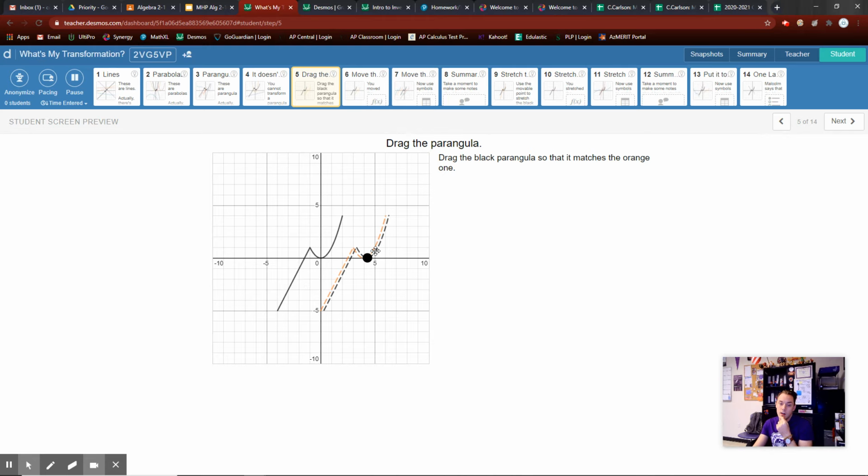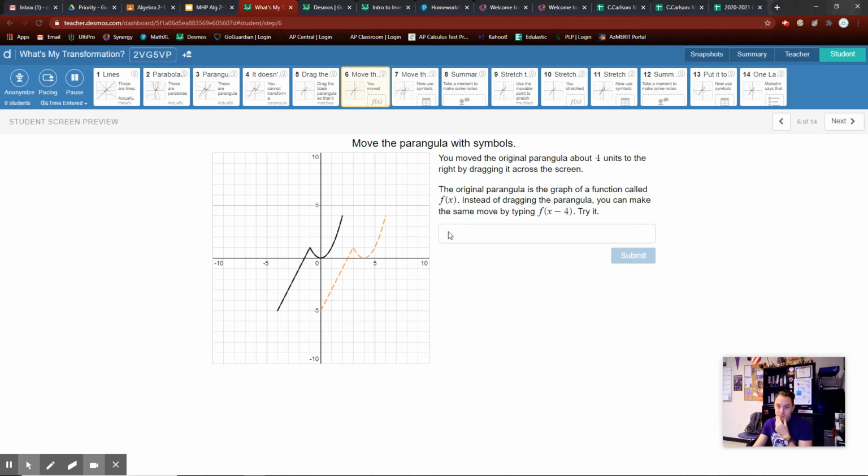This is what we call the horizontal shift. How many units, when I transform this, guys, does the equation matter? No. How many units does it take for me to get from here to here? How many units did that black dot move? You should be thinking four, to the right. Now this is when you start seeing symbols here. So you move the original parangula 4 units to the right by dragging it across the screen.